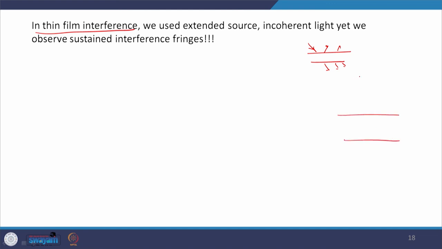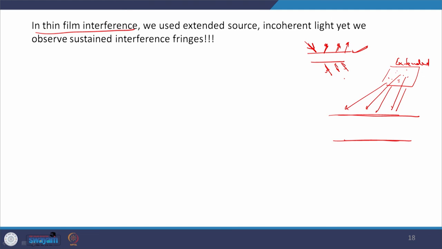In the previous classes, we illuminated the film with an extended source, and then rays from different directions and at different angles fell on the film, and they produced some interference pattern. Now, in this case, where we just launch one ray and multiple coherent reflected and transmitted rays are generated and then interfere, it is very much understood, because all these rays are generated from the same parent ray, and therefore they all are coherent and are supposed to interfere and give rise to sustained interference fringes.